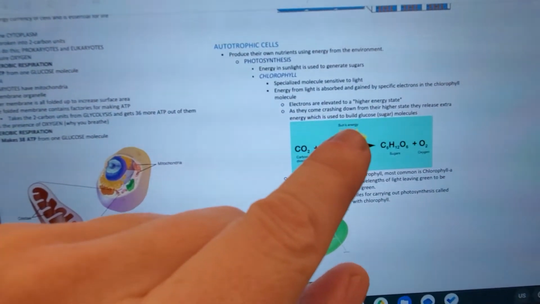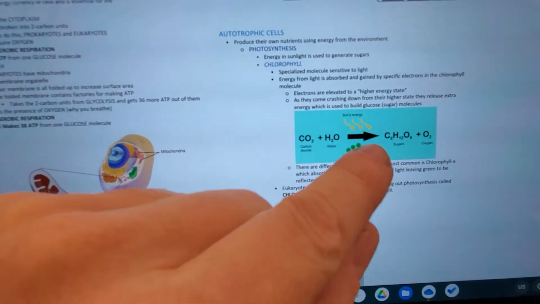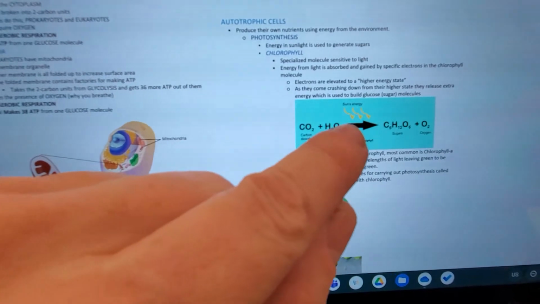Anything I want to talk about? Okay, so photosynthesis. Here's a little formula for photosynthesis. Look, there's sunlight. It needs this pigment called chlorophyll, and there's many different types of chlorophyll. The most common one is chlorophyll A. What chlorophyll A does is absorb all the wavelengths of light, and then only green gets reflected. That's why it looks green.